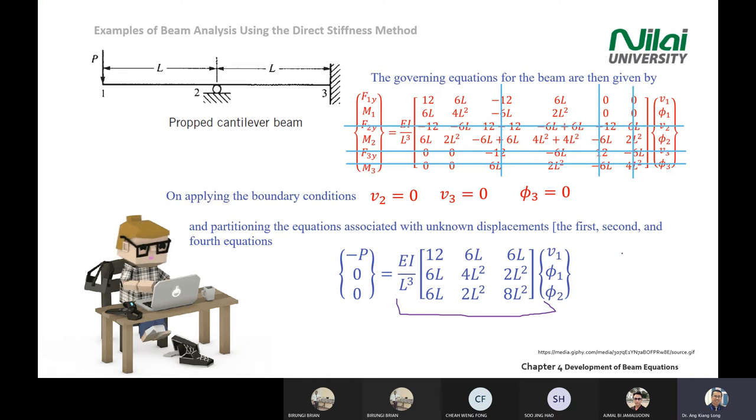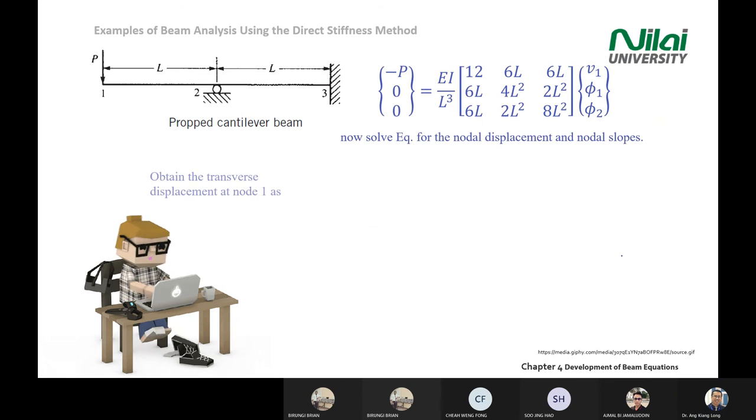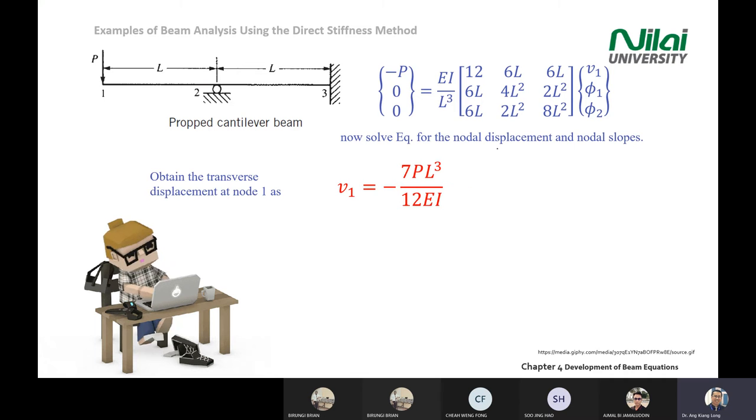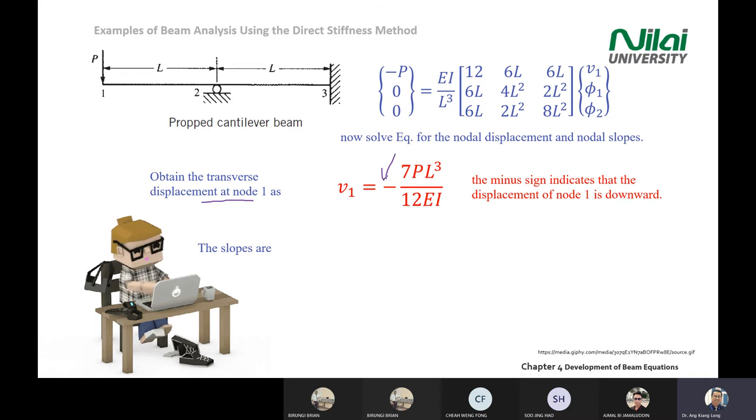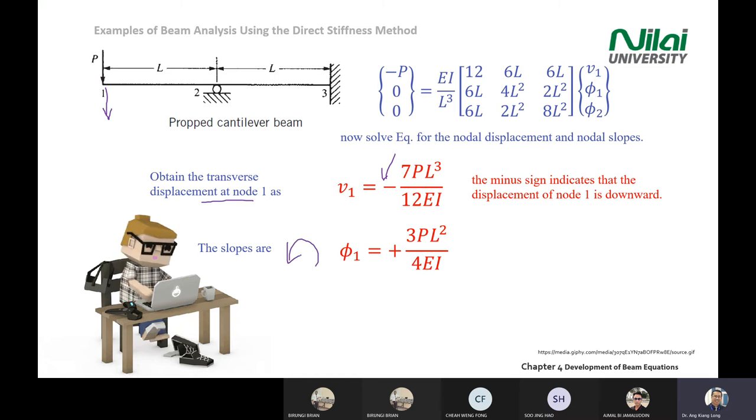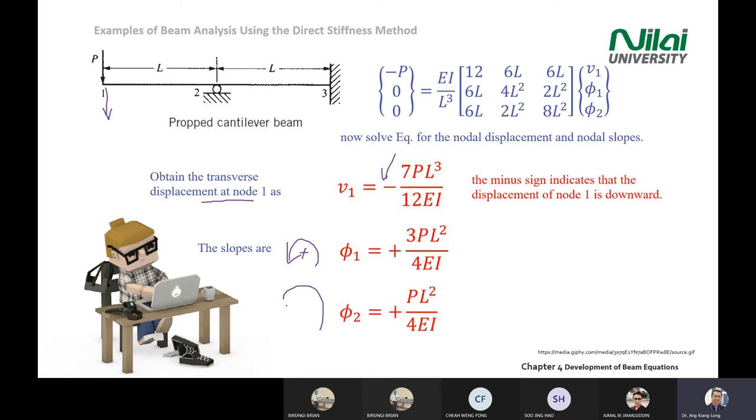Okay, solve these three. You manage to find the displacement. Okay, you do the inverse matrix of the displacement. You manage to find V1. You get a negative sign which agrees with the force, because if you press on point one, you go down. So you get a negative sign there. Slope or rotation angle at point one will be positive. What is meant by positive? Anti-clockwise direction. Same with point number two, there is an anti-clockwise direction.